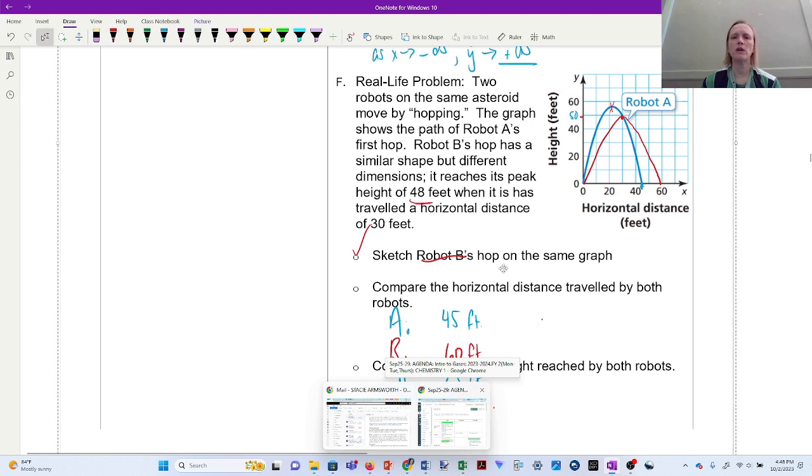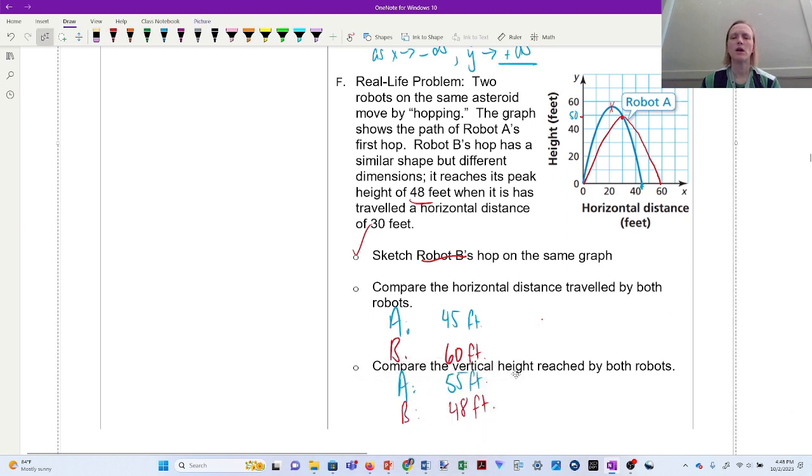So here we've used a graph and plotted two graphs on the same coordinate plane to gather measurements so that we could compare these two robot trajectories. I hope this helped.